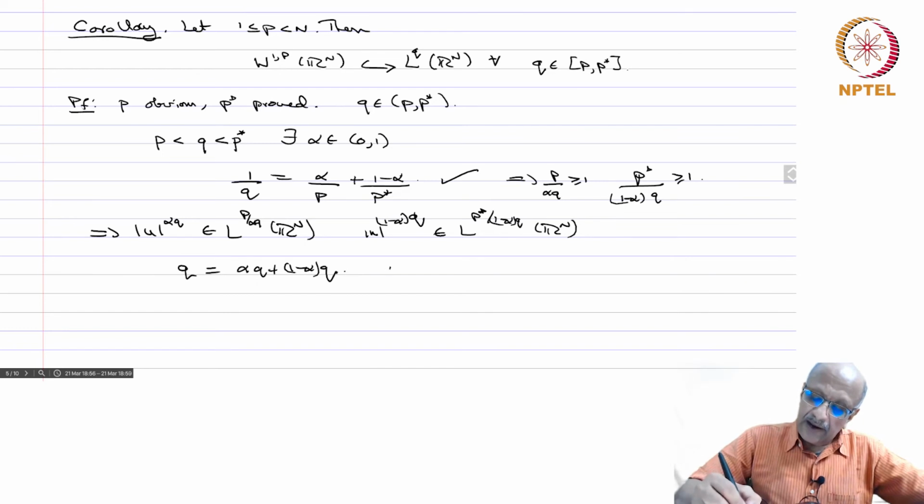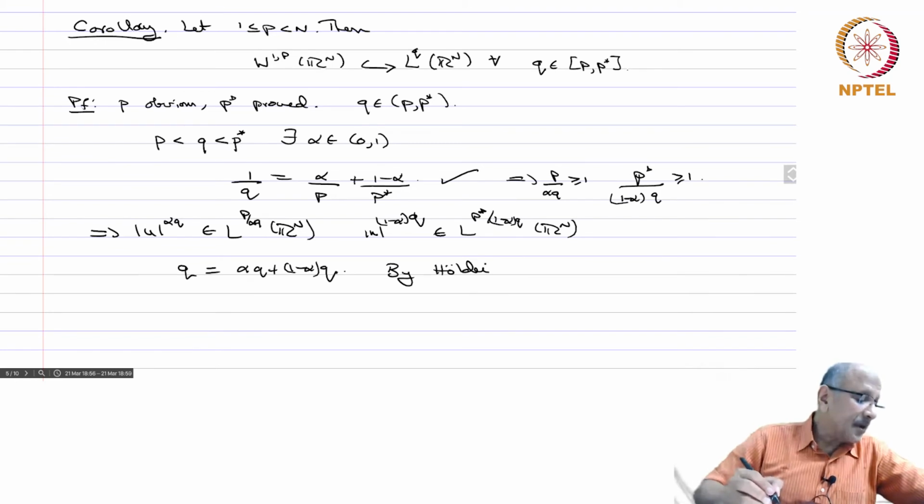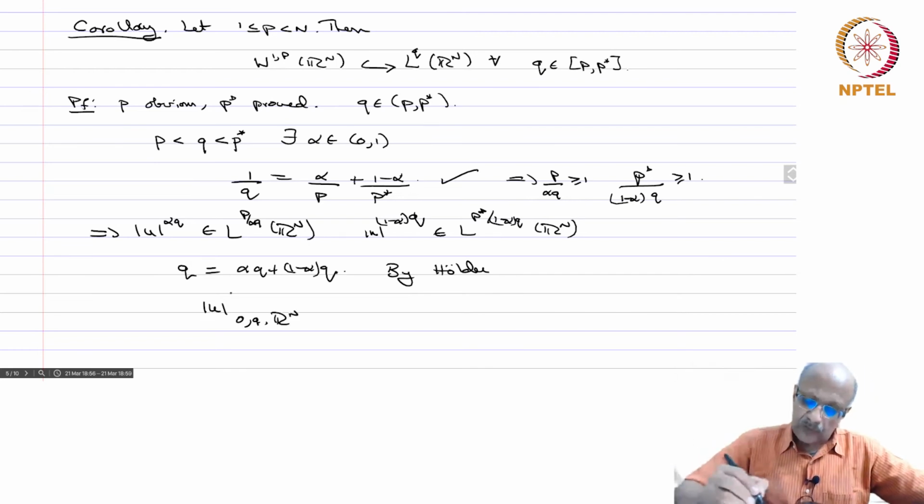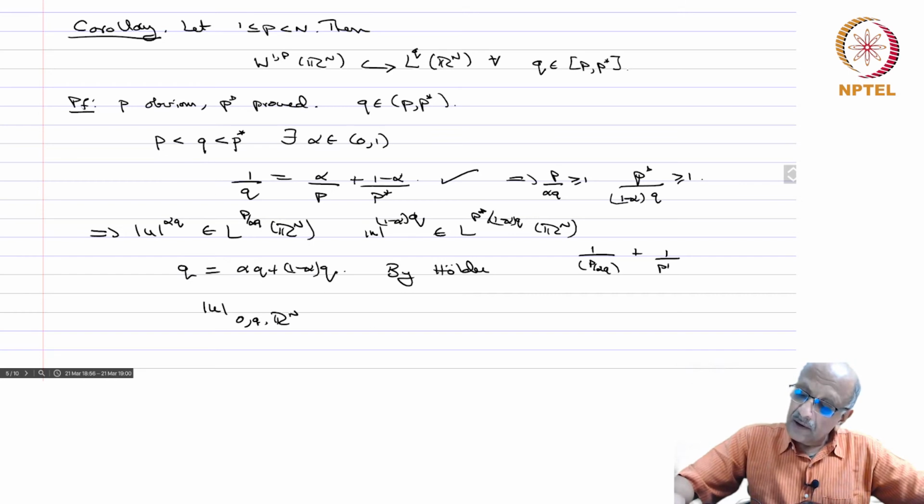And so by Hölder we get that the norm of u in L^q(R^n), which is the integral of |u|^q, I am going to split as |u|^{alpha q} and |u|^{(1 minus alpha) q}, with exponents p/(alpha q) and p*/((1 minus alpha) q), since 1 by p/(alpha q) plus 1 by p*/((1 minus alpha) q) equals 1.